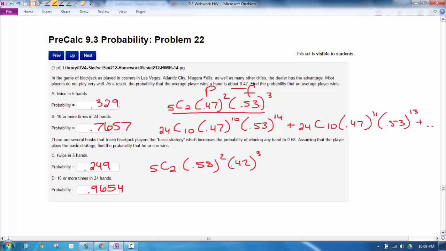Now, if you're going to win 10 or more times, you need to add up the 10th term plus the 11th term plus the 12th term and so on all the way up to 24. And the way to do that is actually looking at doing 1 minus the probability of the first 9 added up. And you're going to do it with your calculator, and I'll show you how.